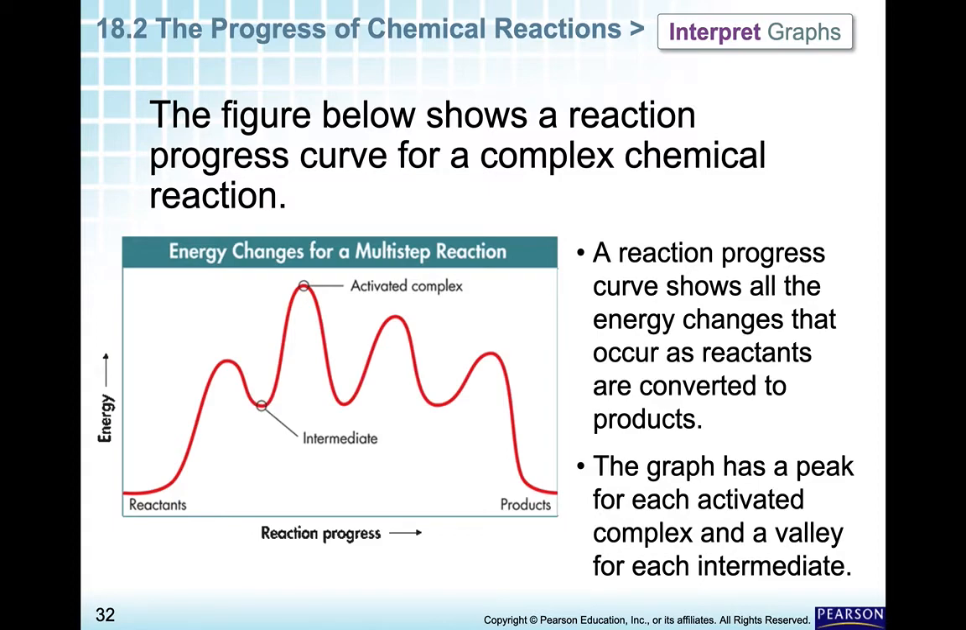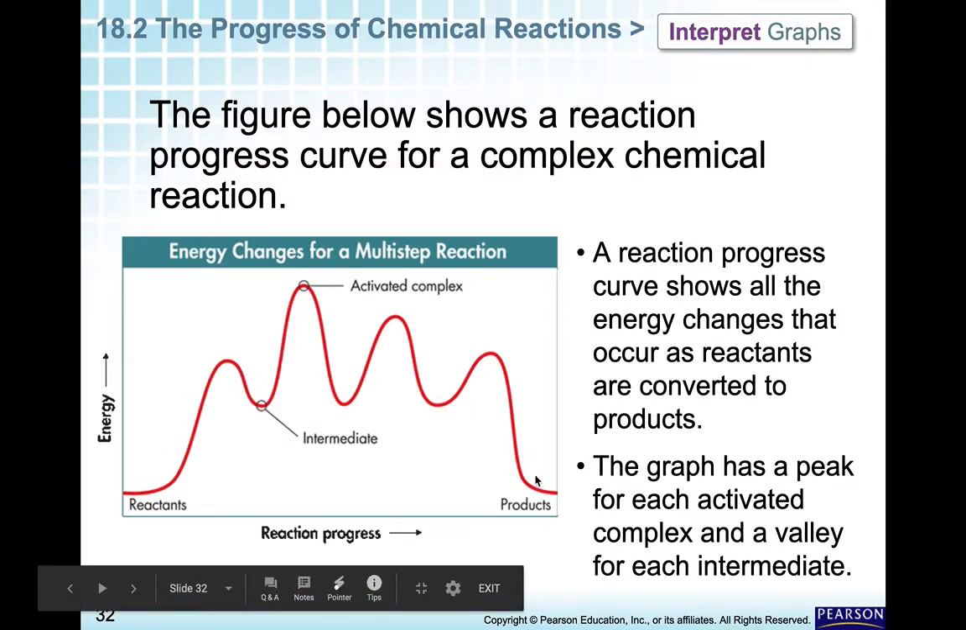So to show you what this might look like, here we have done a very complex chemical reaction. And as the reaction progresses, certain energy changes occur as our reactants are converted into products. Now, each peak represents an activated complex. Each valley represents an intermediate. So our overall equation is going from reactants to products.